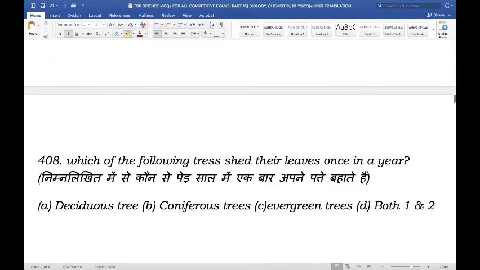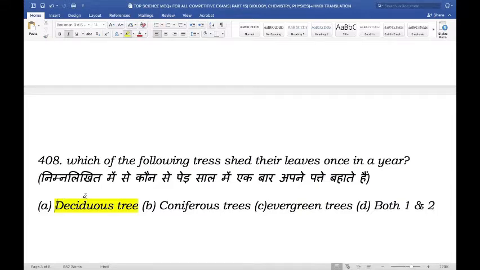Next, which of the following trees shed their leaves once in a year? Is it deciduous tree, coniferous tree, evergreen tree, or both deciduous and coniferous tree? And the right answer here is deciduous tree.